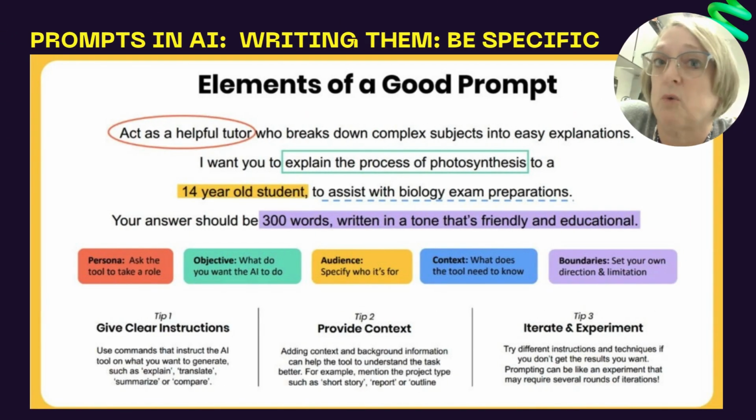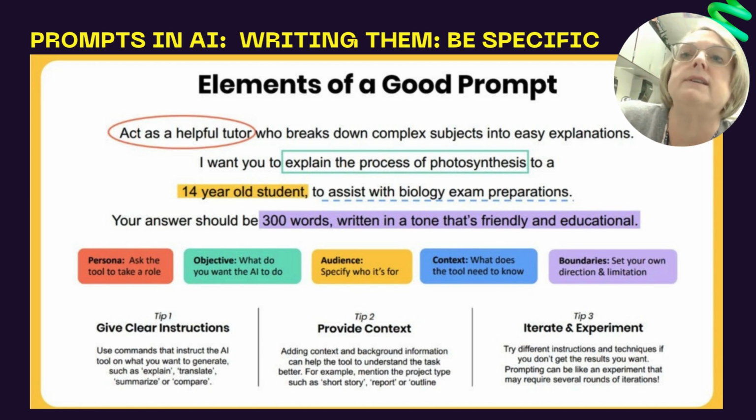What's the secret to writing a great prompt for an AI tool? I'm glad you asked. First of all, here are some elements. Persona. Ask the tool to take a role. Objective. What exactly do you want the AI tool to do? Audience. Specify who this item is for. Context. What does the tool need to know in order to create what you want it to create? And boundaries. Set your own directions and limitations.